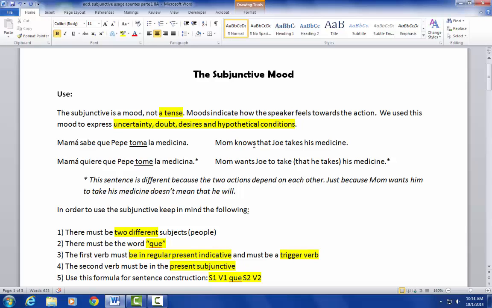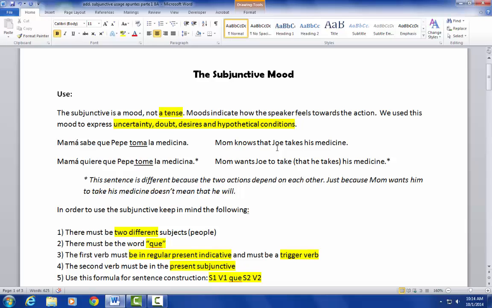Mamá sabe que Pepe toma la medicina. Mom knows that Joe takes his medicine. Mamá quiere que Pepe tome la medicina. Mom wants Joe to take, or literal translation, that he takes his medicine.